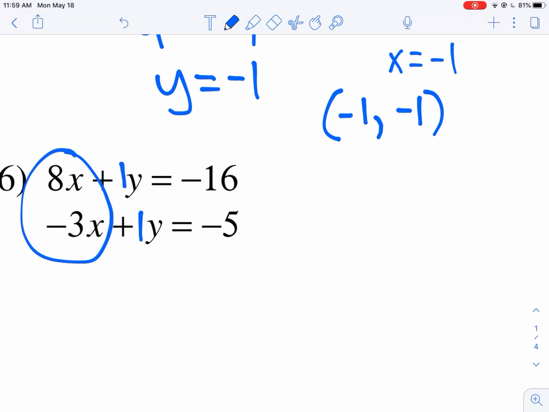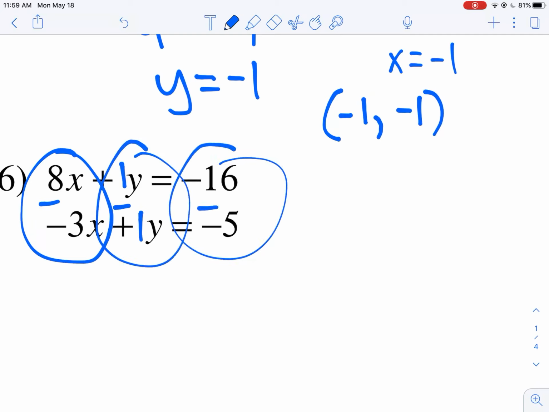So I'm going to look here. I'm going to subtract these. 8x minus negative 3x. 2 negatives give me a positive. So I'm going to get 11x. Subtracting a negative means I'm going to be adding. Now I have 1y minus 1y. That cancels out my y's. I'm in good shape here. That's awesome. Now I get negative 16 minus negative 5. Again, these 2 negatives, you're subtracting a negative.